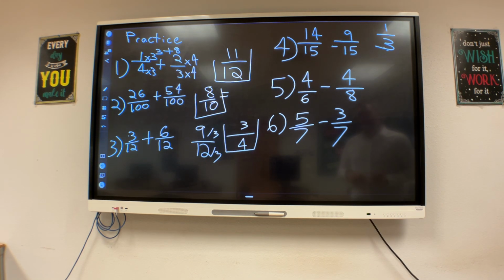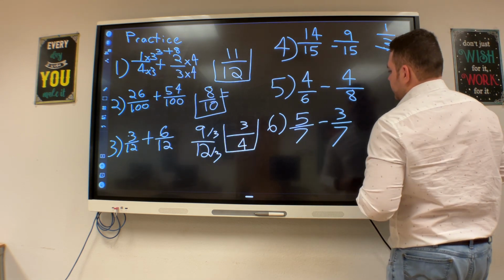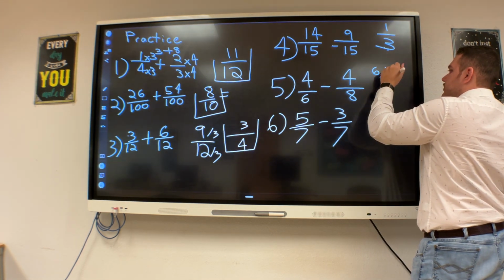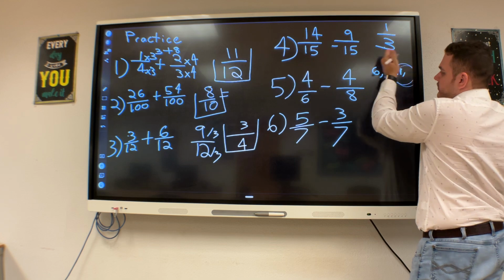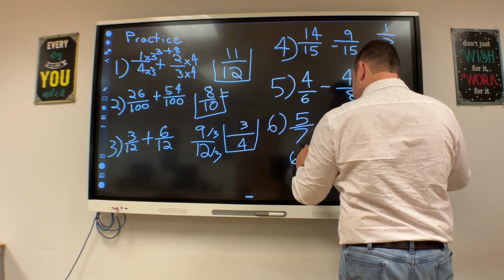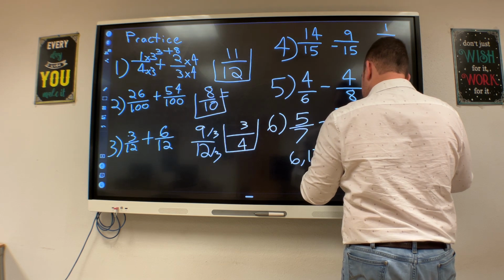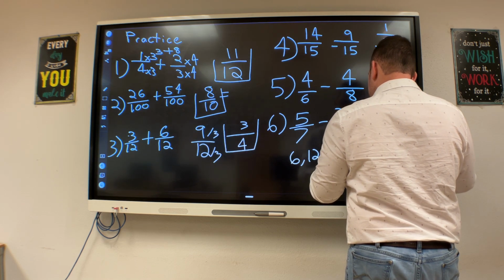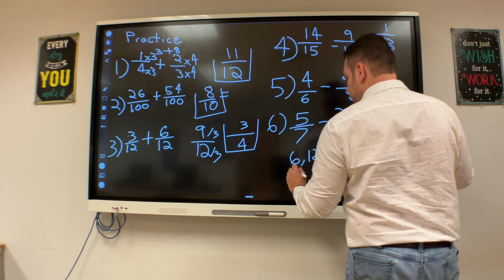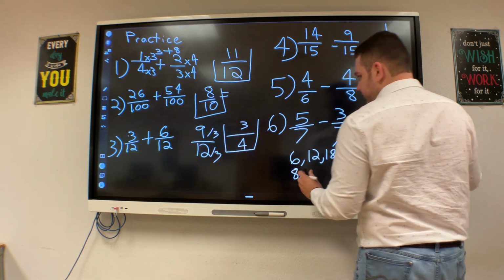Number 5, we have 4/6 minus 4/8. Again, 6 and 8. Let's see, we got 6 times 1 is 6, times 2 is 12, times 3 is 18. Let me get a little room down here. 6, 12, 18, 24, 30. And so we have 8.